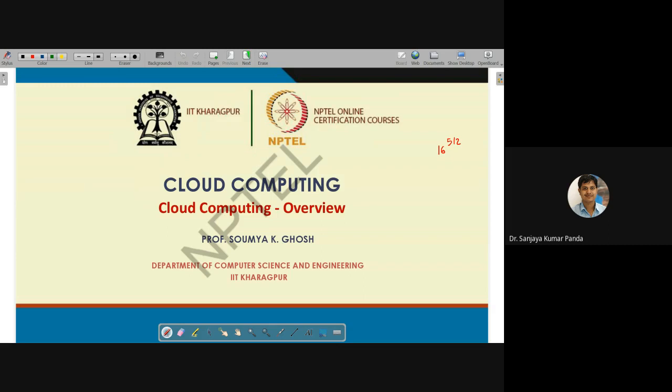We focus more on computing rather than communication, because if you see, most of the time the computation is more in comparison to communication. Communication is there in cloud, but we are more dominant towards computing. Computing is dominating communication. That's why the subject name is cloud computing, not cloud communication. That does not mean communication is not important. Communication is important, but computing is more important than communication.